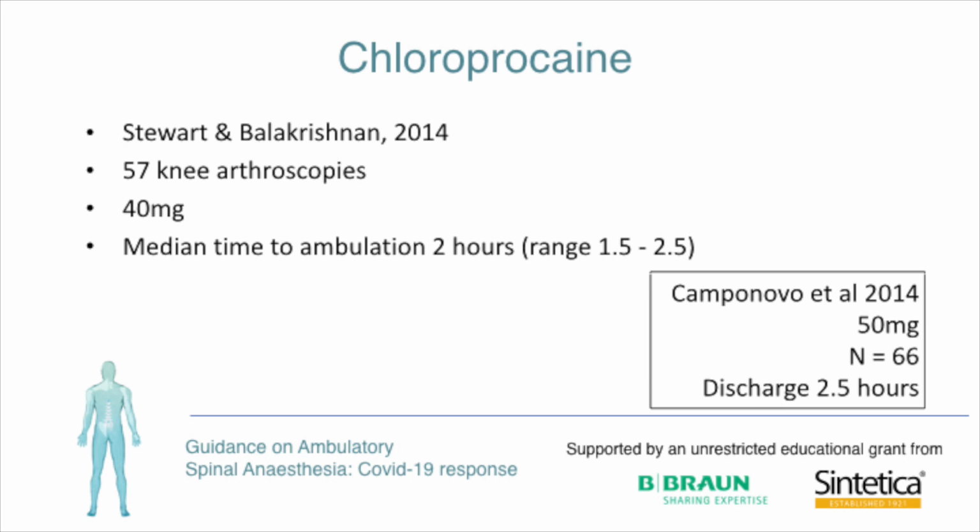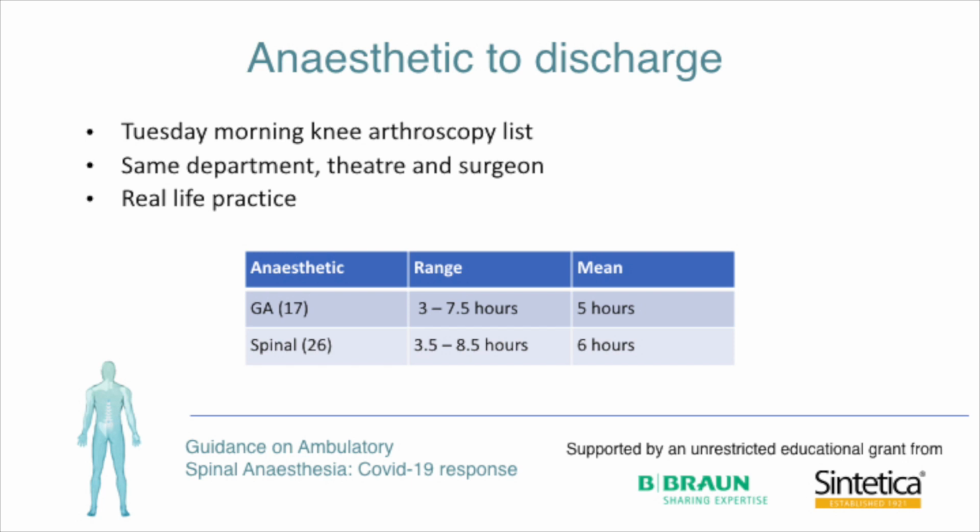In terms of other data, Campanovo, who was looking at chloroprocaine versus bupivacaine 10 milligrams, with 50 milligrams of chloroprocaine, they found from time of spinal to discharge was 2.5 hours. So one question that I've had a few times is, well, how does this all compare to general anaesthetic? Surely a general anaesthetic, a quick general anaesthetic's quick in terms of time from anaesthetic to discharge.